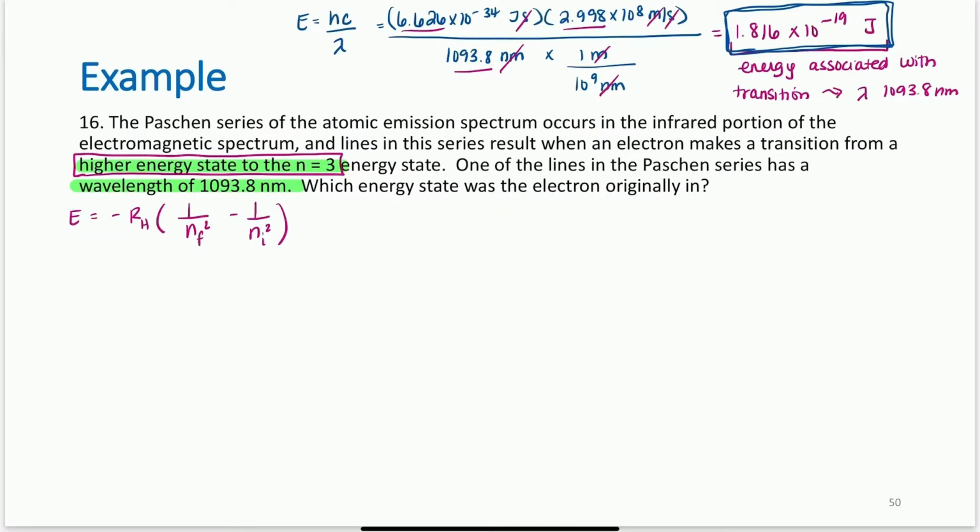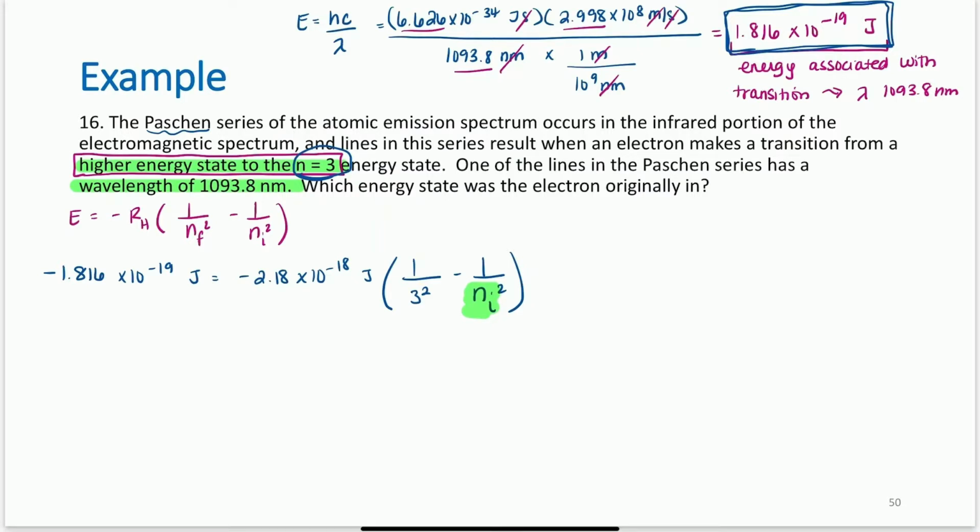So when I put the numbers in here, I'm going to write negative 1.816 times 10 to the negative 19 joules equals negative 2.18 times 10 to the negative 18 joules. Now my final energy state is n equals 3 because that's the definition of the Paschen series. So 1 over 3 squared minus 1 over n initial squared. I'm trying to solve for what this value is.